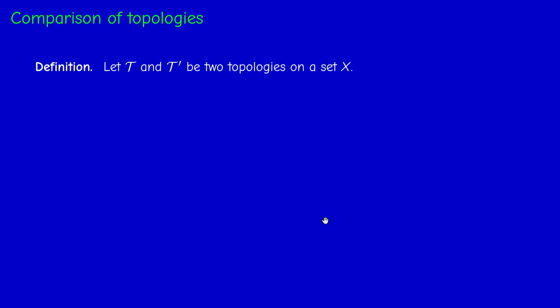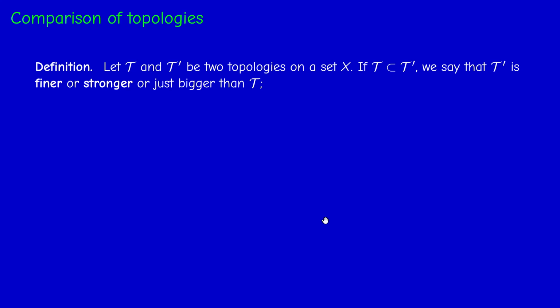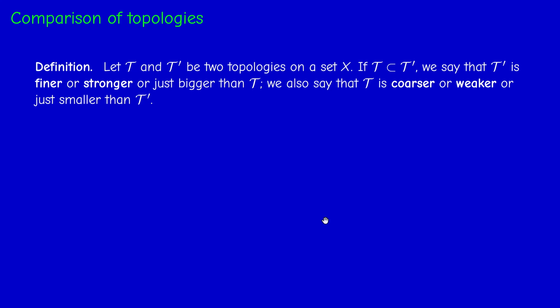Now, comparison of topologies. If we have two topologies on the same set X, calligraphic T and calligraphic T prime, if T prime contains T, we say that T prime is finer or stronger sometimes, or just bigger. So bigger, finer, stronger, same thing. And in this case, we say that T is coarser or weaker or smaller, same thing. Now, of course, not any two topologies are comparable. Comparable means one contains the other.